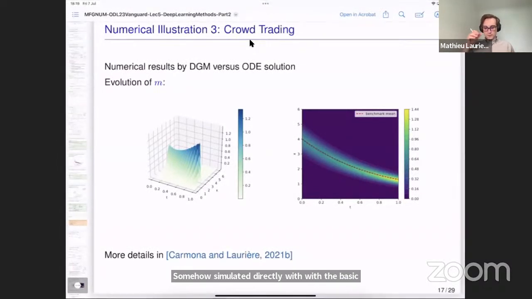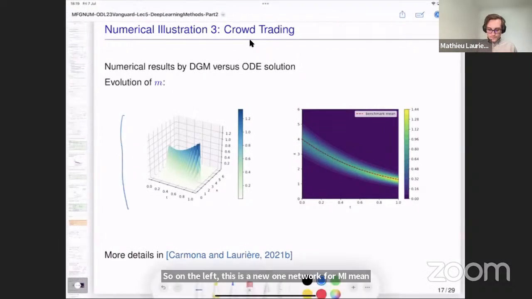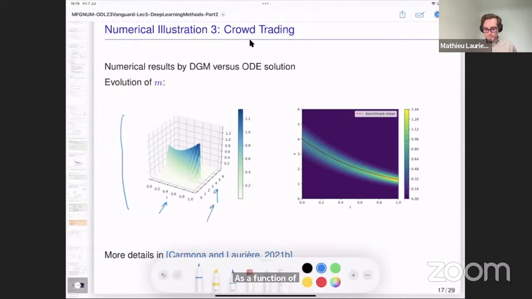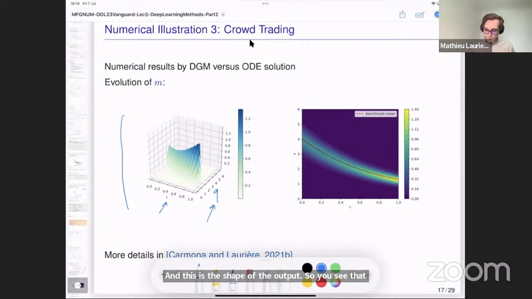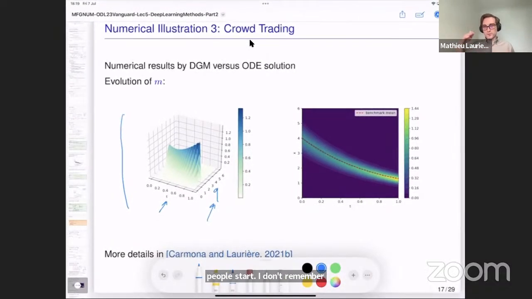And we see that on the left, this is the output of the neural network for M as a function of T and X. So X is actually Q. The neural network takes the two inputs and gives an output, and this is the shape of the output. On the right, it's a view from above, where we see a little bit better. So people start with a position roughly equal to 4 in their inventory, and they end up with a position close to 1, more or less.